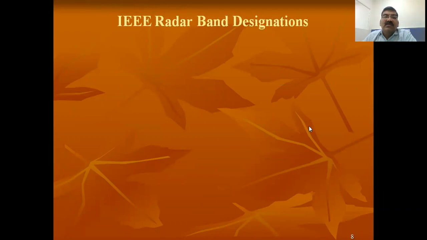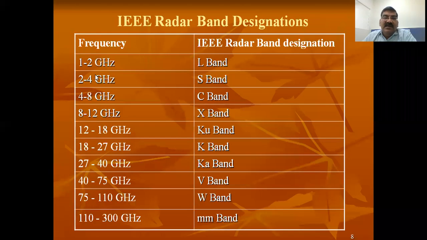Now there are some other bands, the IEEE bands. This is a further bifurcation, and it is called the radar band, although these frequencies can be called microwave frequencies.